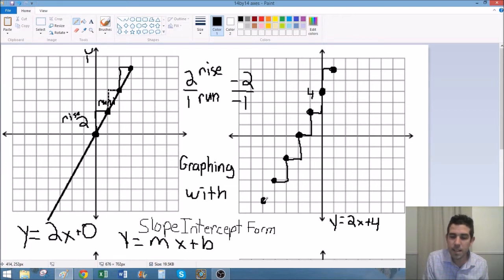I'm doing this because I kind of ran out of room up here. I didn't want to just leave 2 points. I wanted to make sure I had a nice solid line here. Now I'm going to connect them, and there's my line.